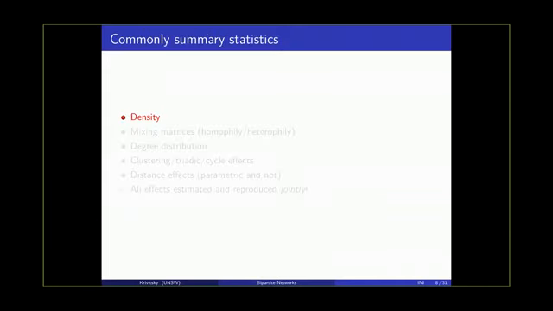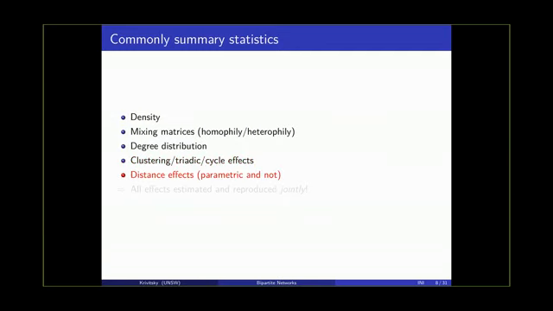Right, so what can we put in there? Well, we can put in to those models something like the density of the network, right? We can put in mixing matrices to model homophily or heterophily or whatever other kind of mixing patterns we have, and we can put in more than one mixing matrix at the same time. We can put in various degree distribution effects, how many individuals have no connections, how many individuals have one, how many have two, and so on. We can put in clustering or triadic or various cycle effects, high order stuff. We can put in things like distance effects, to model propinquity.